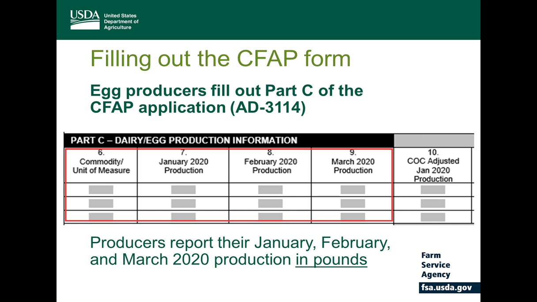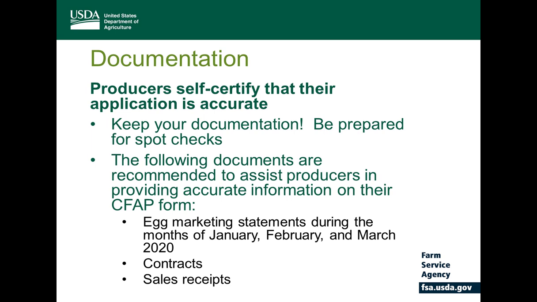To fill out the application, they'll just do Part C. It's under where previously it was only the dairy production information section. They'll put in their commodity, which is either liquid or frozen eggs in pounds, and then the different production.